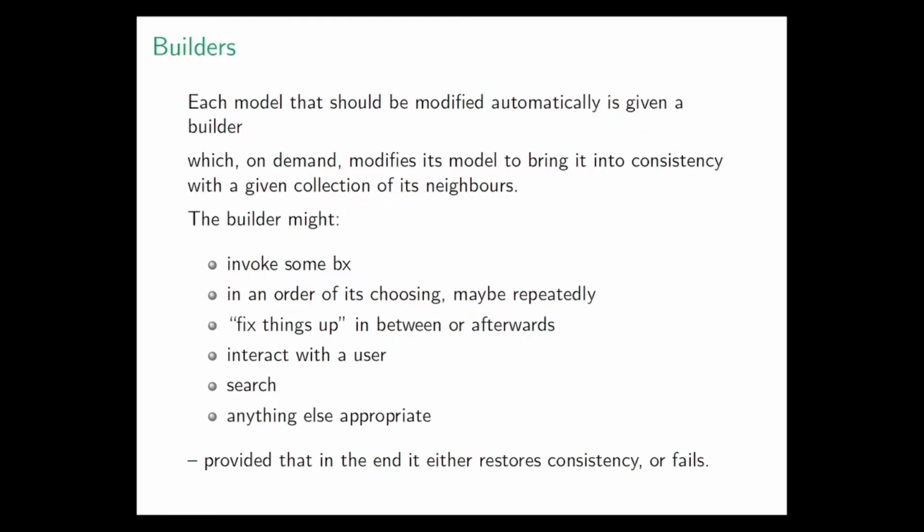It could involve an arbitrary amount of computation. It might even interact with the user or apply some kind of search, some kind of machine learning, whatever else it might be. Okay? But provided that the builder of each model obeys its fundamental contract, which is to say, if you ask the builder to bring its model into consistency with a given set of its neighbours, in the end it either does that, it restores consistency according to the specified notions of consistency that are represented by the edges in that mega model, or else it fails, and we know that it's failed.